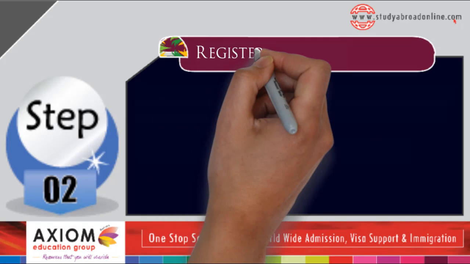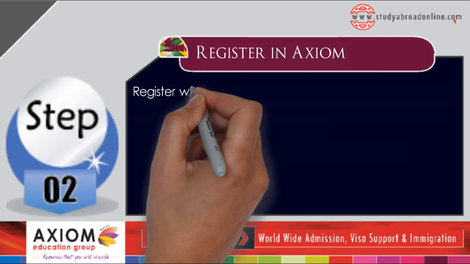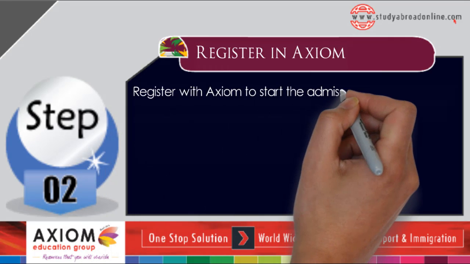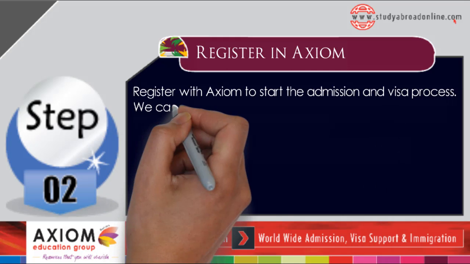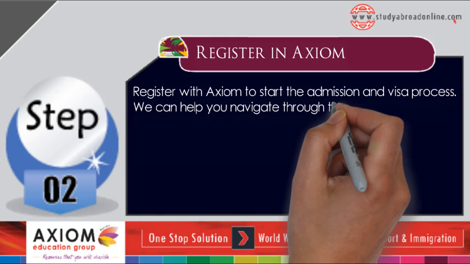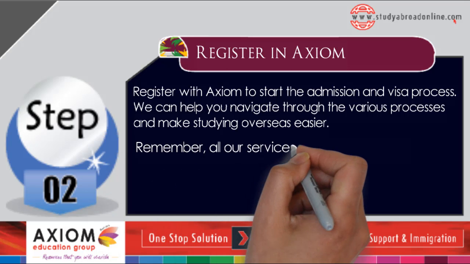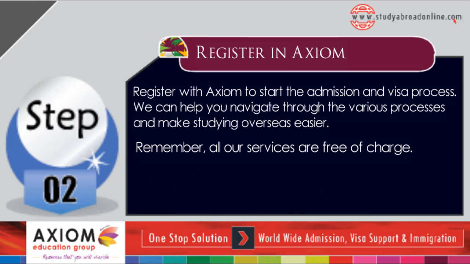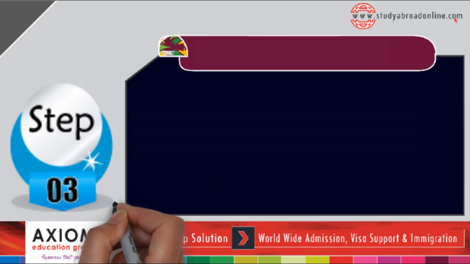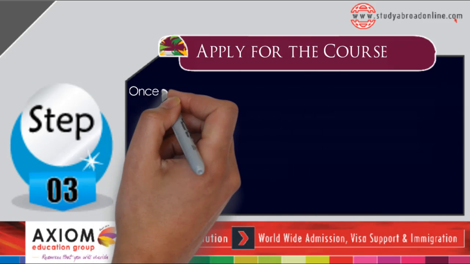Step 2 would be registering in Axiom. Register with Axiom to start the admission and visa process. We can help you navigate through the various processes and make studying overseas easier. Remember, all our services are free of charge. Next up will be Step 3, applying for the course.